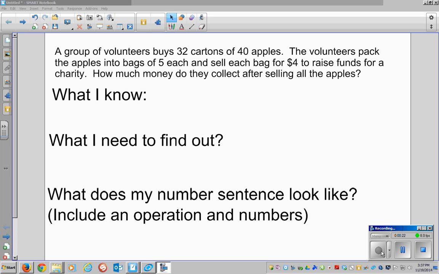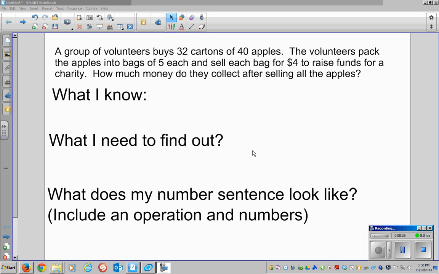It says a group of volunteers buys 32 cartons of 40 apples. The volunteers pack the apples into bags of 5 each and sell each bag for $4 to raise funds for a charity. How much money do they collect after selling all the apples?